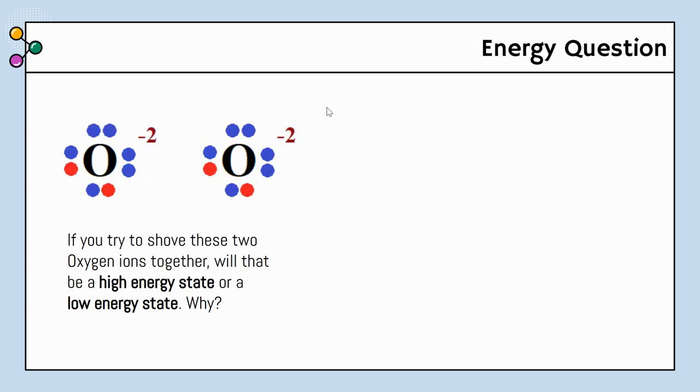So, quick question about energy. If I try to shove these two oxygen ions together, they're both -2, will they be in a high energy or a low energy state? Take your guess. And if you said high energy state because the similar charges repel, you would be correct. Similar charges, if you try to push them together, they're going to want to repel, so they'd be in a high energy state. They want to become more low energy.